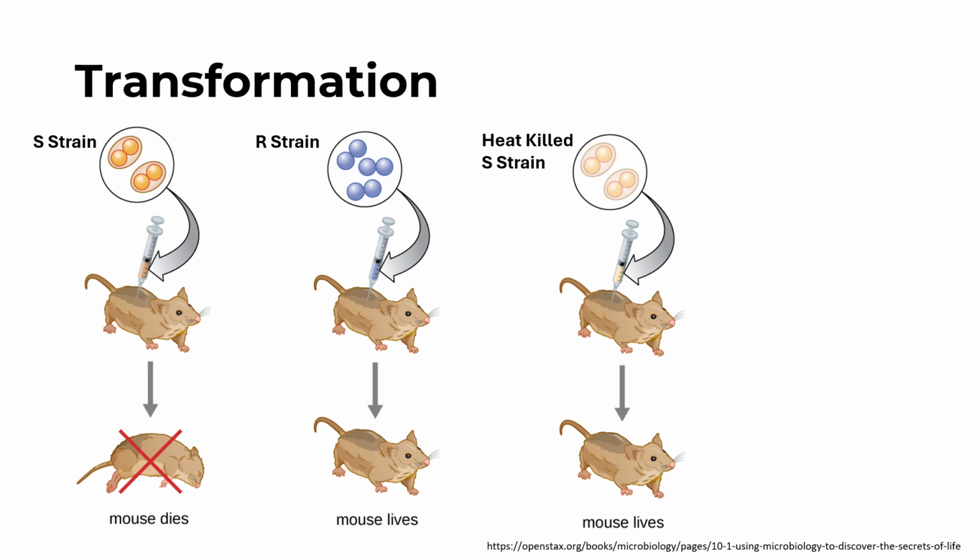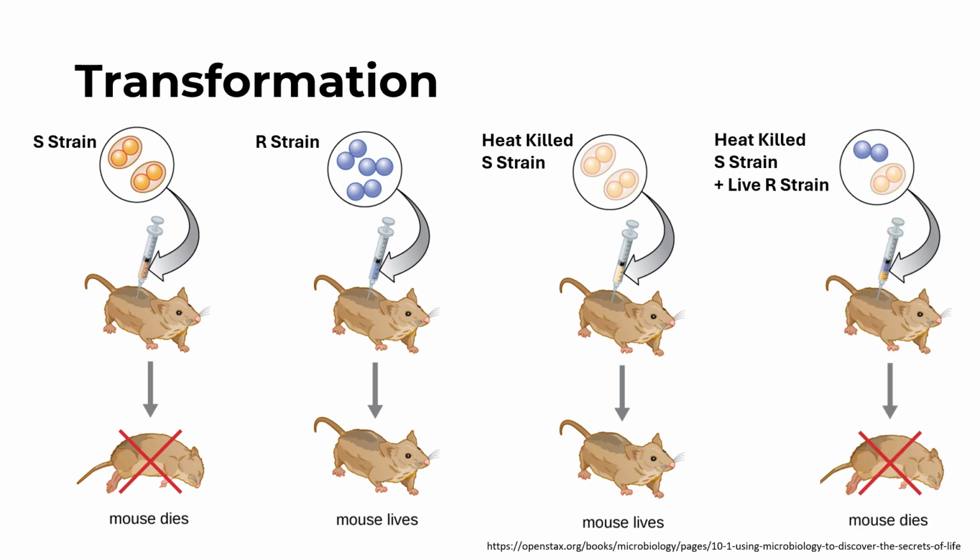His results were a bit surprising. All the mice died. It turns out that although the heat-killed pathogenic bacteria were dead, and the other live bacteria were non-pathogenic, the DNA of those heat-killed bacteria was still relatively intact. What we know now is that the non-pathogenic R strain bacteria took up that DNA from the environment and then incorporated it into its own genome.